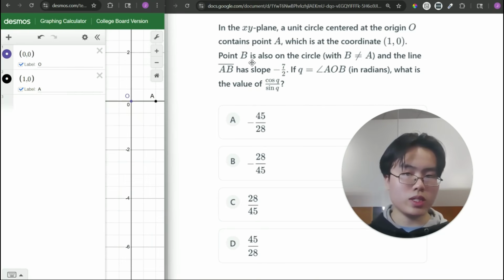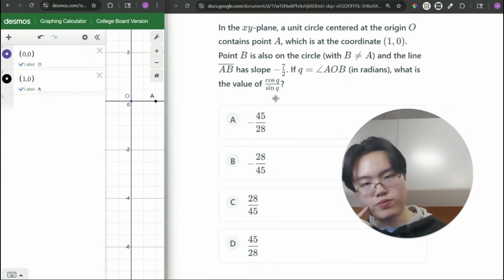So it doesn't tell us what point B is, but it tells us that the line AB, the line that connects A and B, has to have this slope, so a negative slope. So it's probably this way. But it doesn't tell us what B is, and this angle Q equals this, and we need to find the value of cosine of Q over sine of Q.